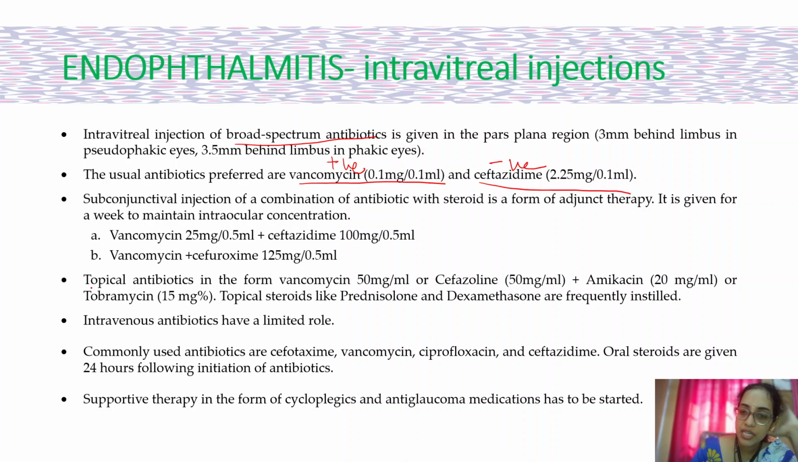Topical antibiotics we can fortify and give as drops to the patient along with steroids, and atropine is given to aid in healing. So intravenous antibiotics have a limited role but still we give them. Commonly used are cefotaxime, vancomycin, ciprofloxacin and ceftazidime. Oral steroids are given once the antibiotics have been started to decrease the inflammation.